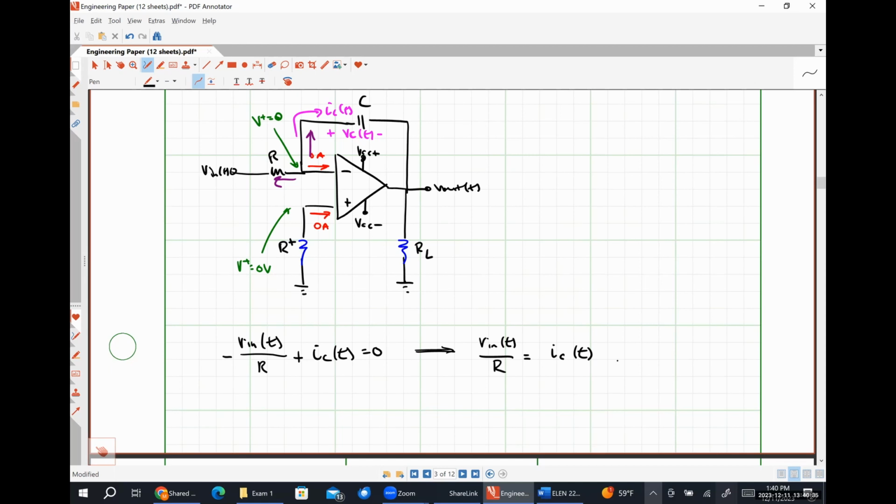The negative Vn over R is equal to IC. That's true all day. Okay, we'll go about it in a slightly different way. All right, so what's the relationship between VC and Vout?